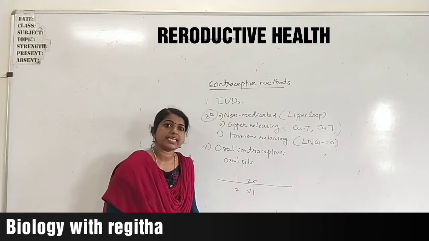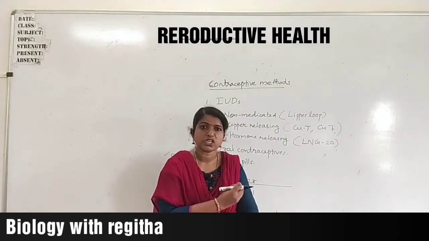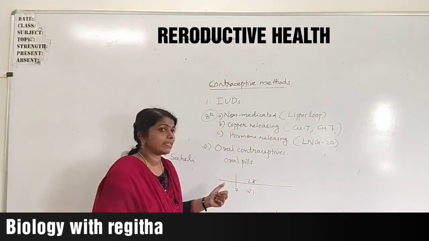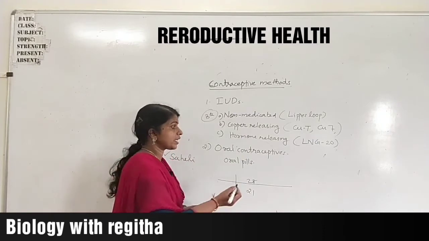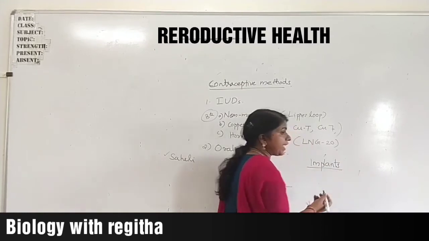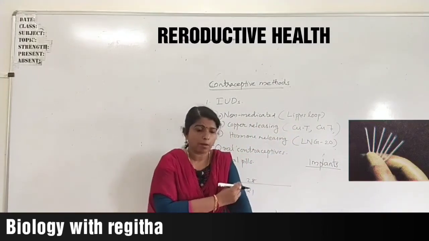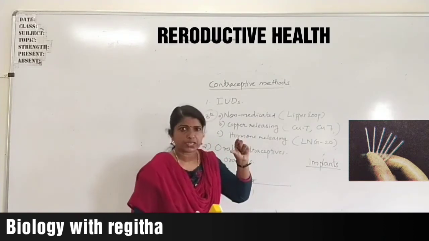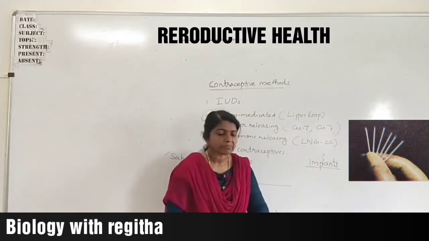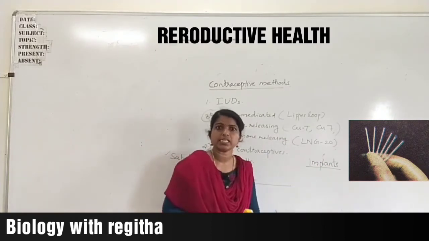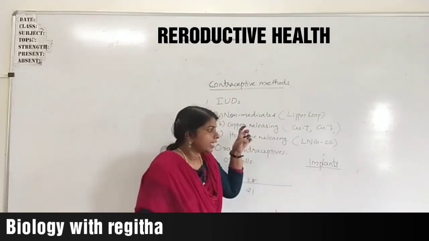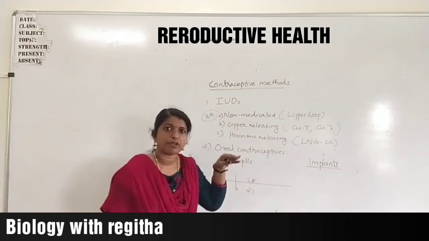Next contraceptive is injectables. Okay, it is given as an injection. The same hormone, progestogen or estrogen-progestogen combination, is given as an injection, or implants are also there. Implants are placed under the skin, in the upper arm. It looks like a matchstick. Okay, it is plastic rods made up of this hormone combination, and it is placed under the skin, which releases the hormone.